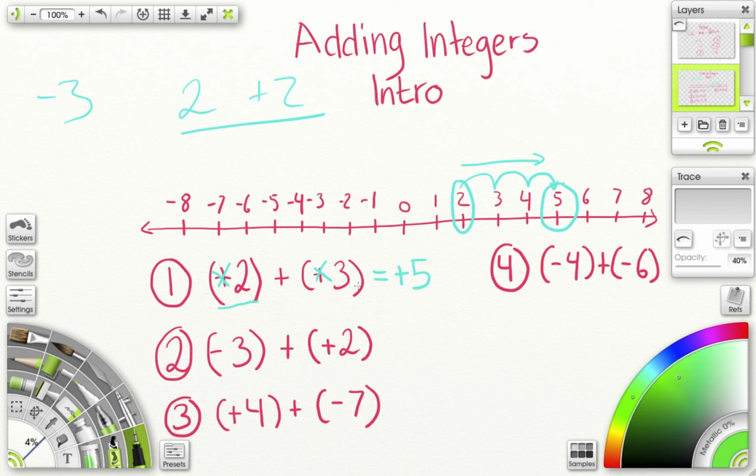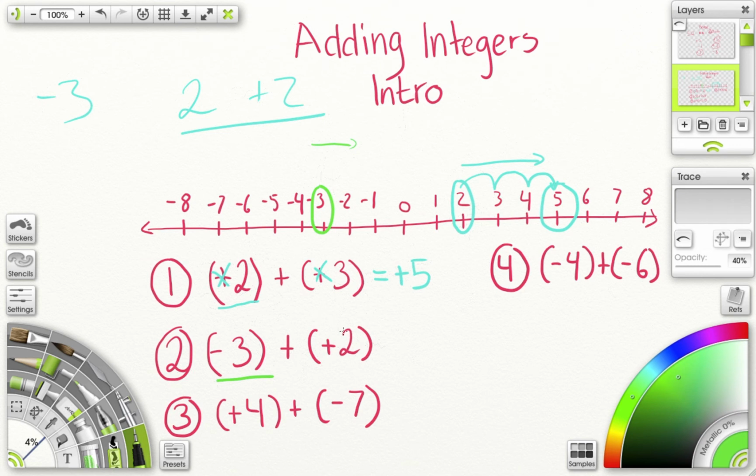All right, I'm going to use green for our next one. We have negative 3 plus positive 2. What this means is I find negative 3, so I locate my first integer on our number line. Negative 3 is right here. I am adding. What it means when I add is I'm going to the right. I'm adding a positive number.